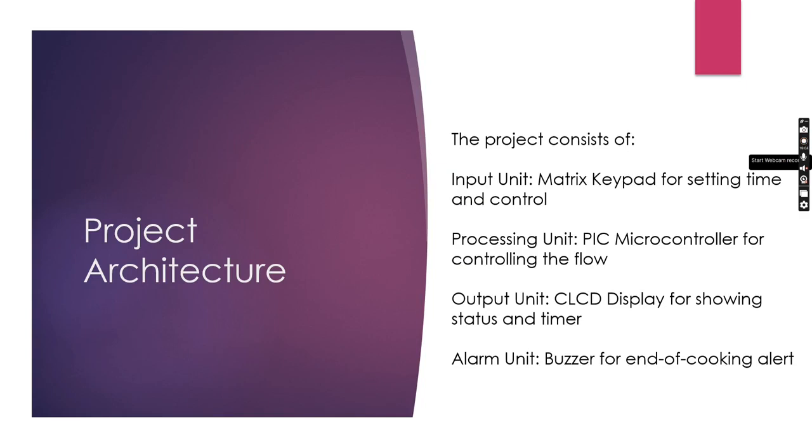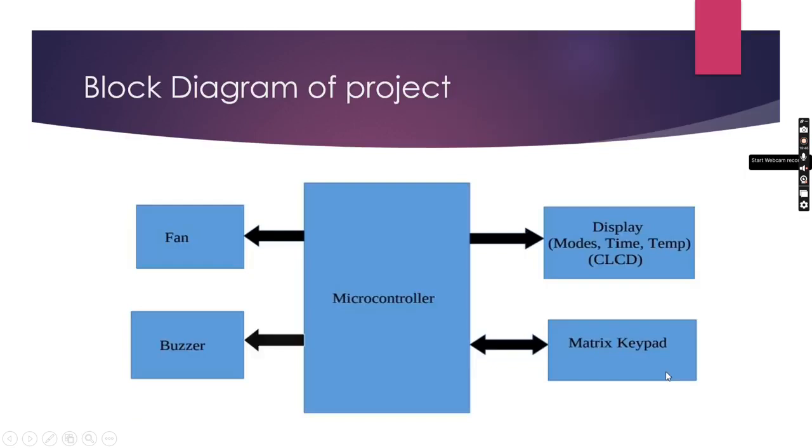Now there is the project architecture. What are the contents of the project? The project consists of an input unit, that is a matrix keypad for setting time and control; a processing unit, a PIC microcontroller for controlling the flow; a control unit; an output unit, a CLCD display for showing status and timer; and an alarm unit, a buzzer for end of cooking alerts.